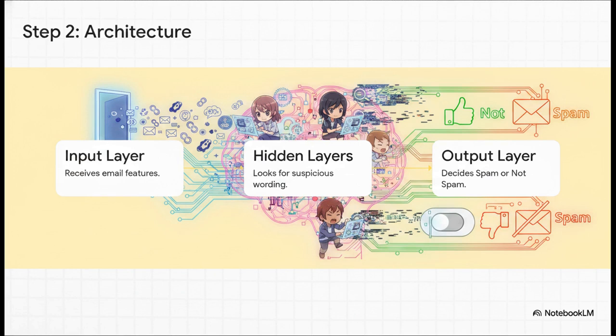Next, the data moves inside into the hidden layers. This is really the brain of the operation. It's where the network actively hunts for suspicious wording, strange sender behavior, and those repeated hidden patterns. And finally, the data gets pushed to the output layer, which basically forces the model to make its final call. Is it spam or not spam?